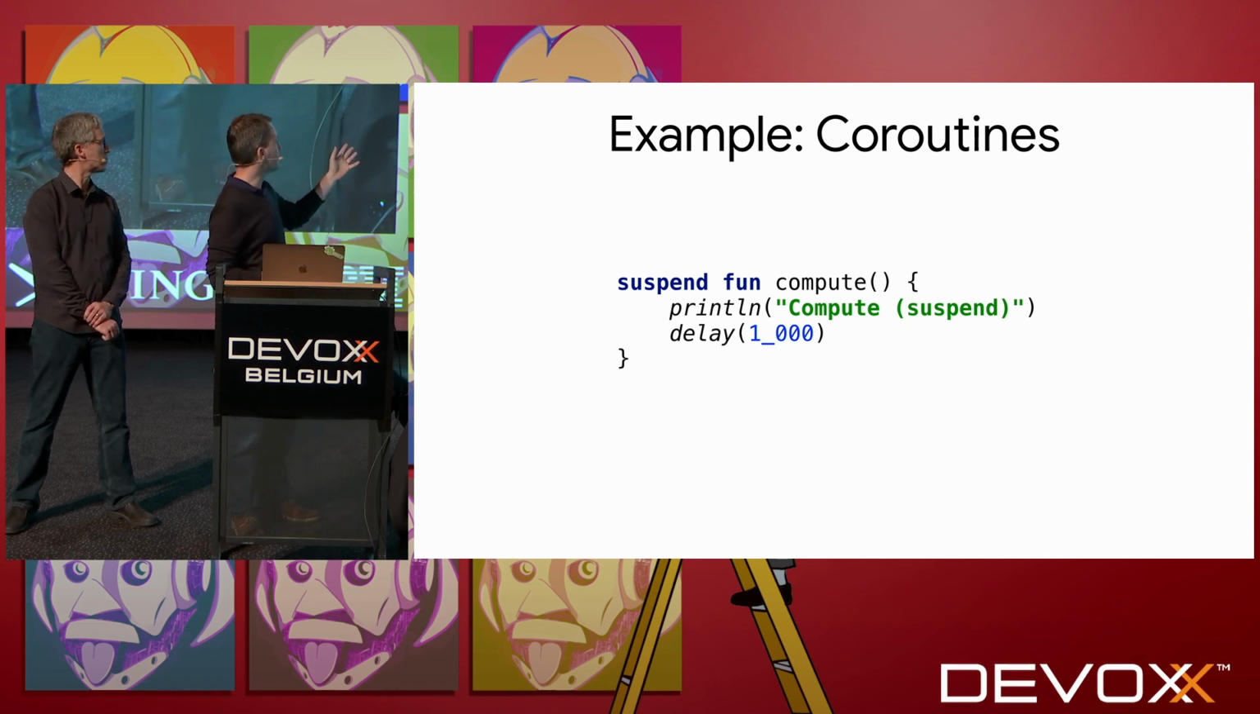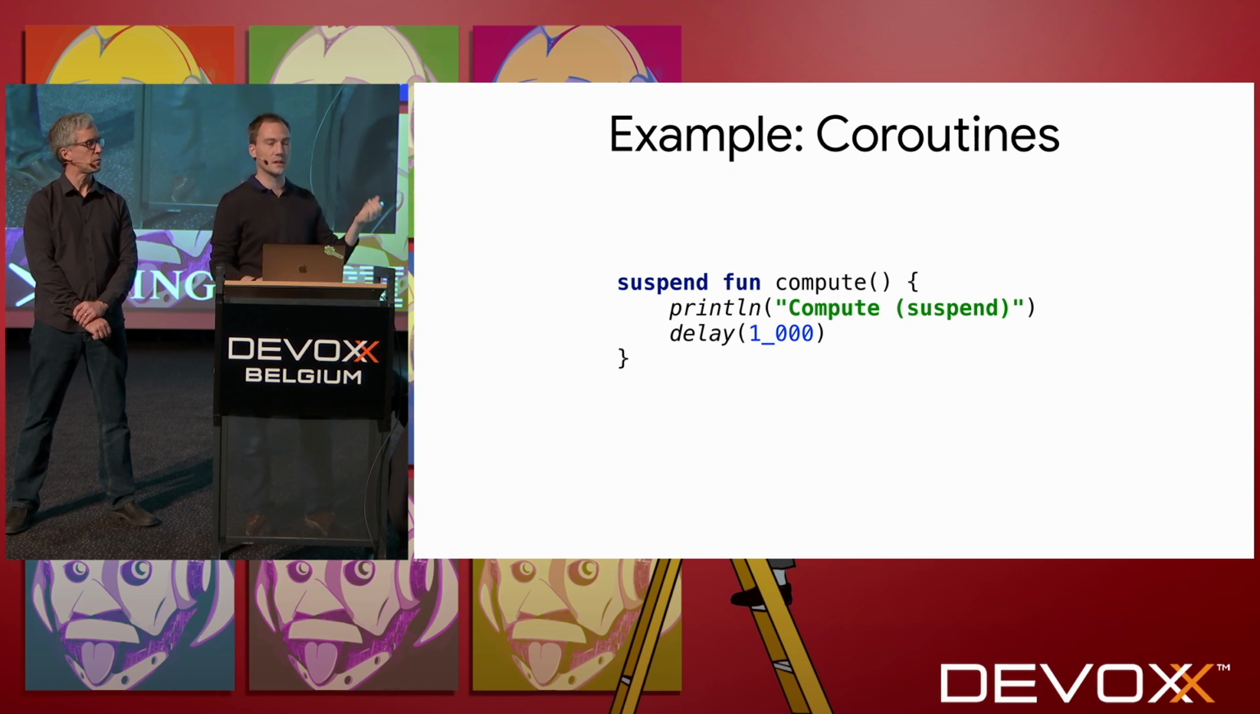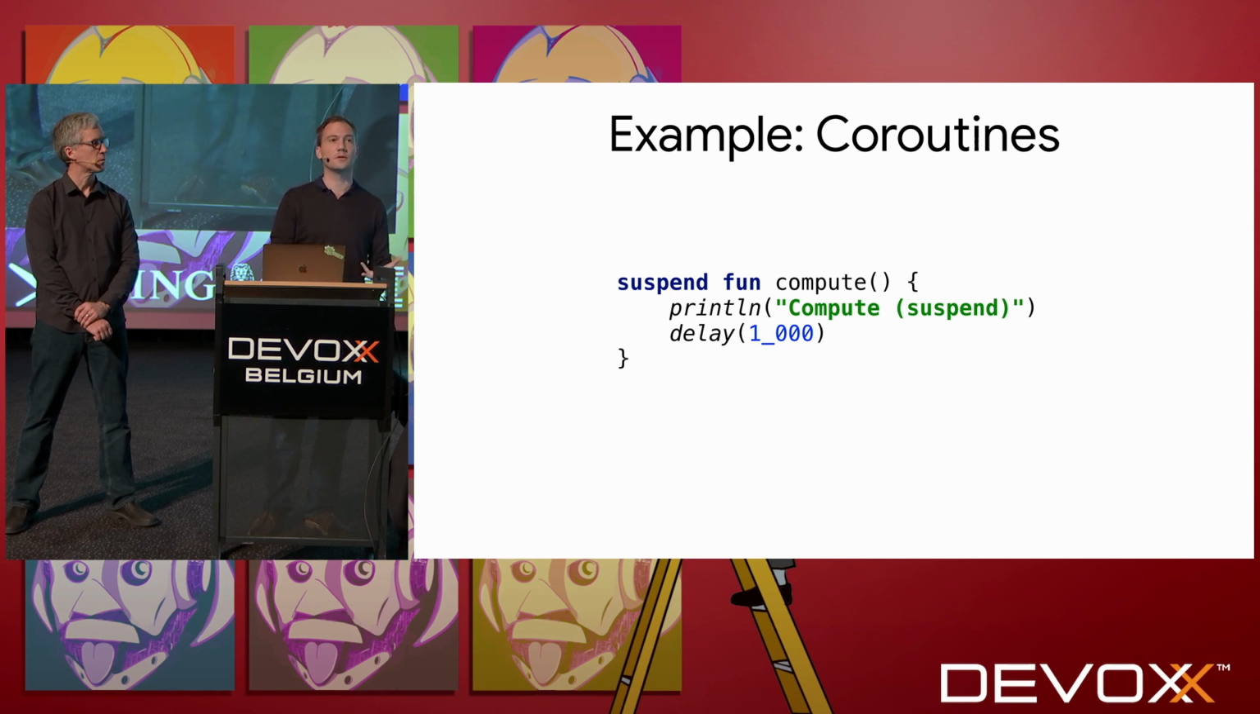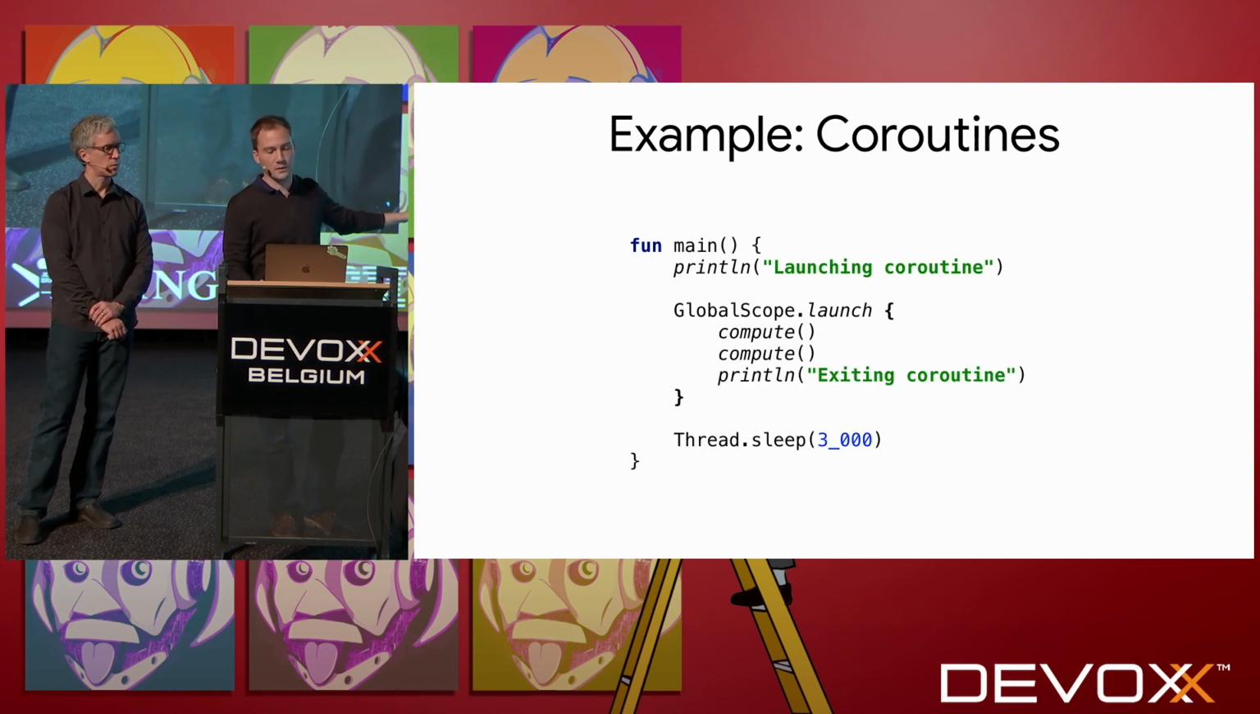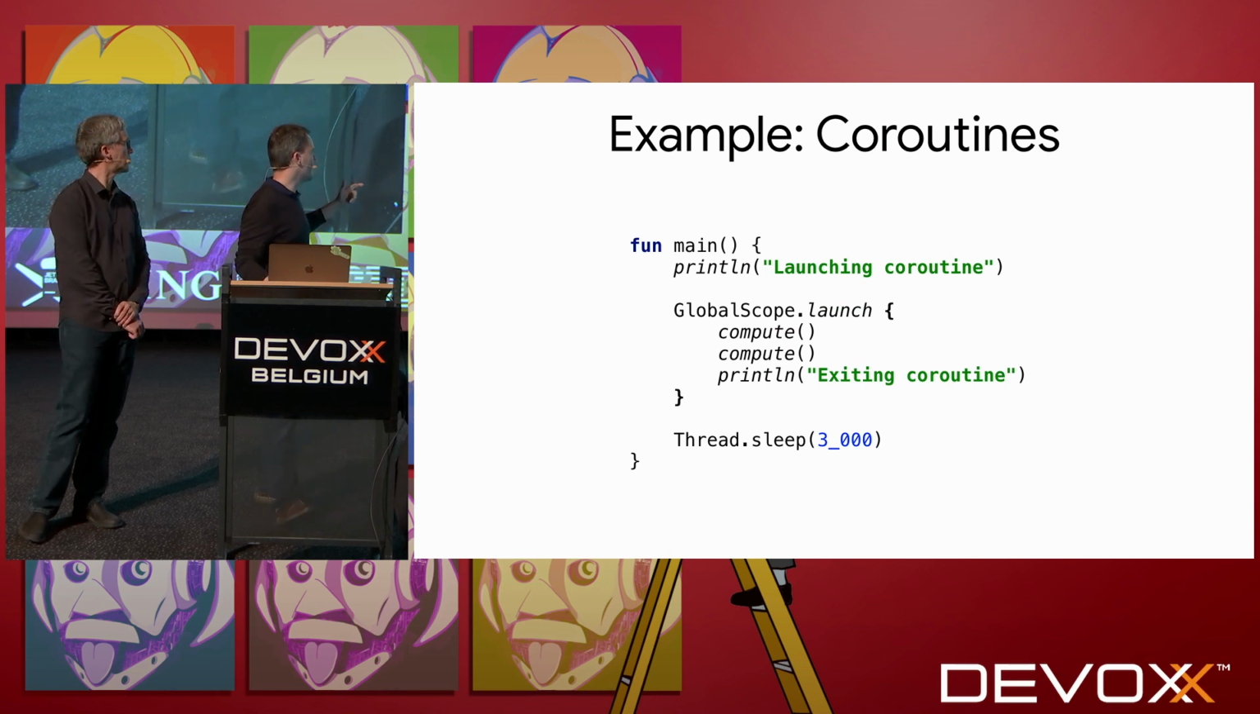So this is a suspend function. When you have a suspend function like this and you do something expensive like this 1 second delay, it's going to suspend the current coroutine, but it's going to let other code run instead. So I have this compute function that just prints compute and then waits for 1 second. And this is my main program.